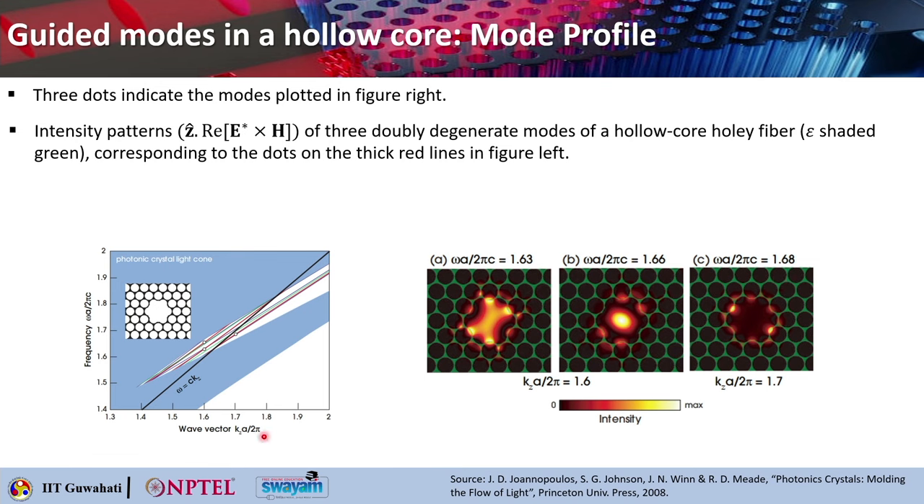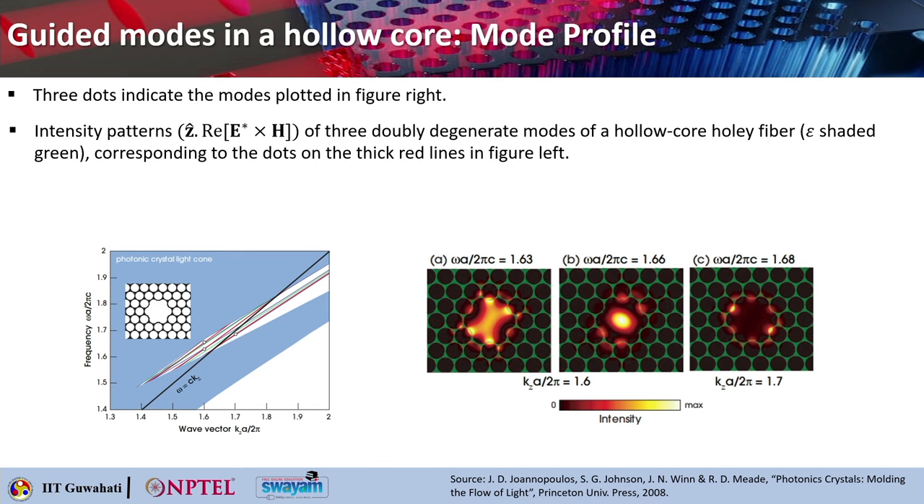So they have also shown this. These two are for the same kz value, where the normalized kz, or you can say kz a by 2 pi, is 1.6, and for this case it is 1.7, okay. So the dark one means zero intensity, and the bright or white ones mean the maximum intensity.